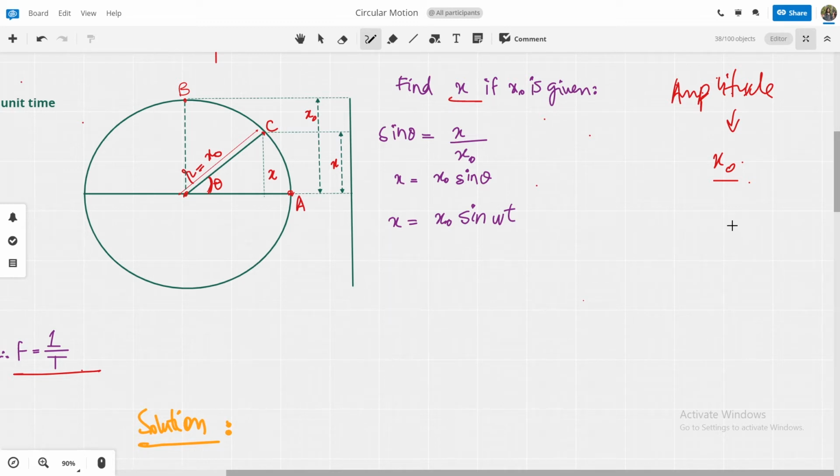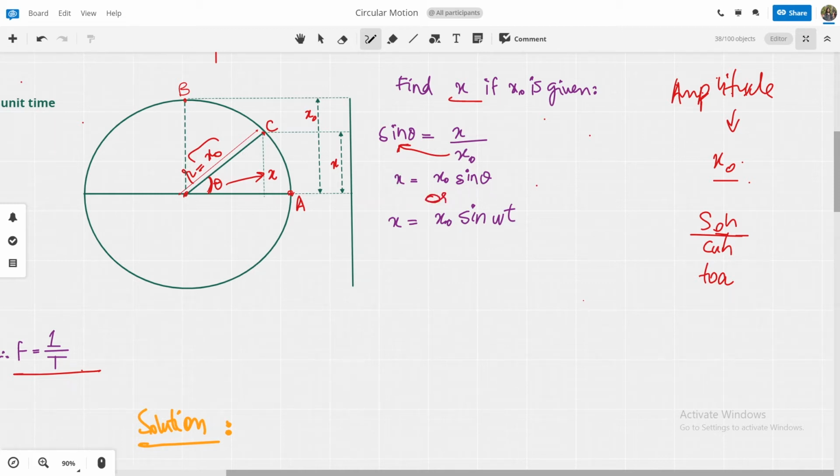So, reminding the trigonometric ratios, which are SOH CAH TOA, the most appropriate one is sine here. So we'll use sine. Sine is equal to opposite over hypotenuse. So opposite is x and hypotenuse is x naught. So sine theta is equal to x over x naught. x naught will be multiplied here. Then x is equal to x naught sine theta.